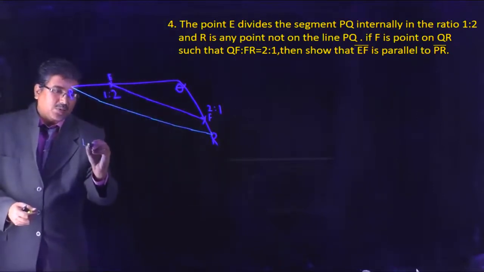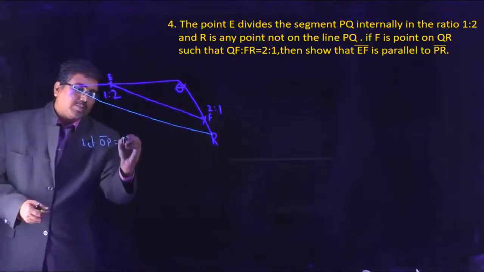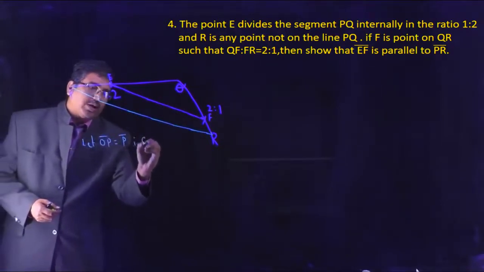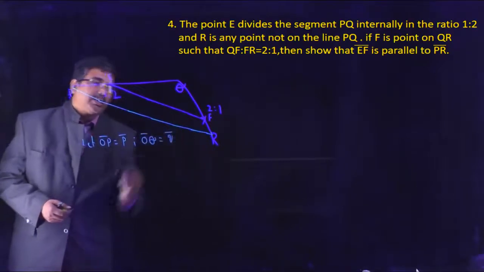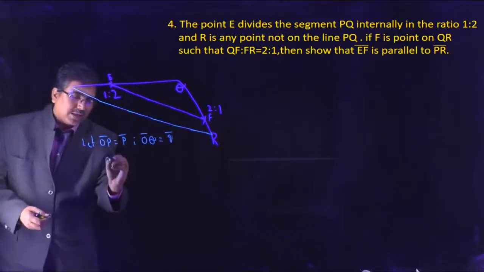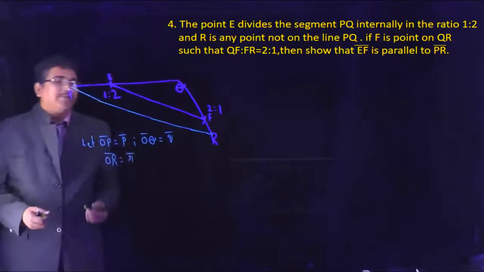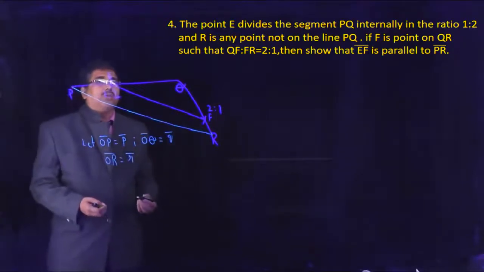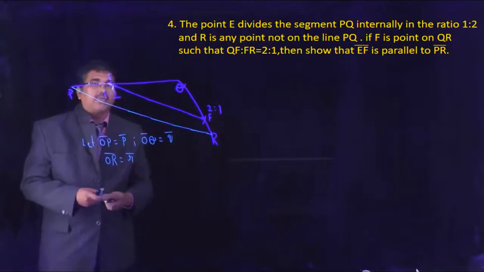Let OP bar is equal to p bar, OQ bar is equal to q bar, and OR bar is equal to small r bar. Now E divides PQ in the ratio 1 is to 2.